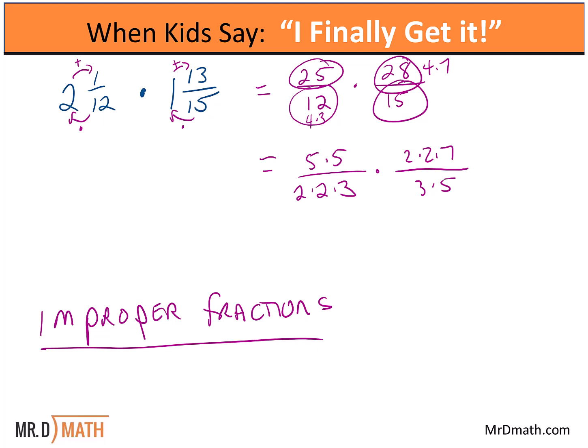Starting in the top left corner, there's a 5. There's a 5 on the bottom. There's another 5, but there aren't any more 5s. Okay, how about a 2? Well, there's a 2 and a 2, a 2 and a 2. There's no 7s on the bottom. There's my numerator. And look at that.